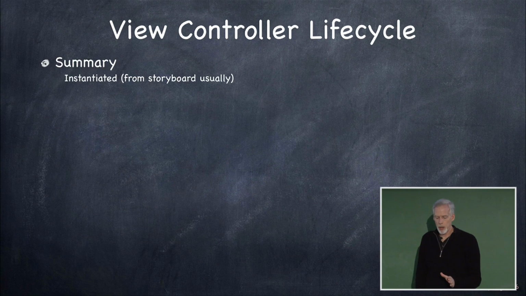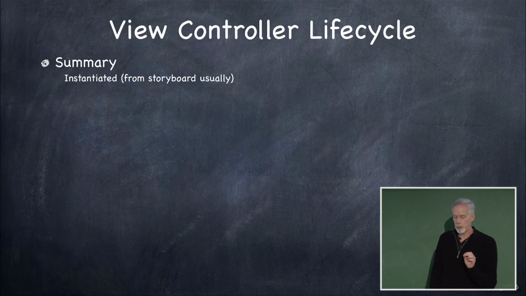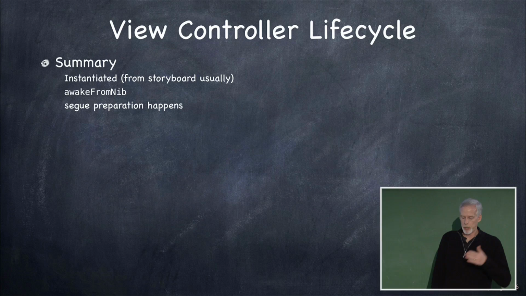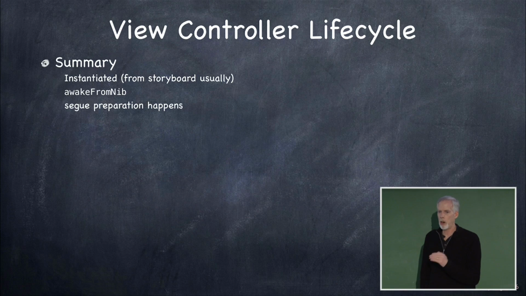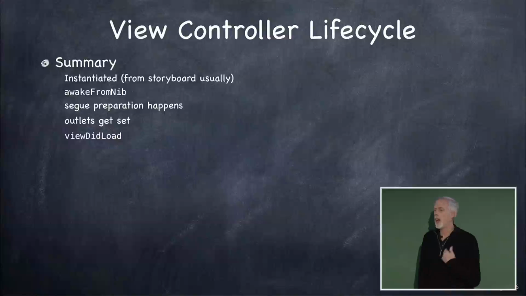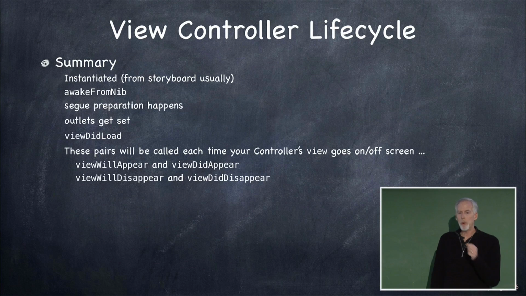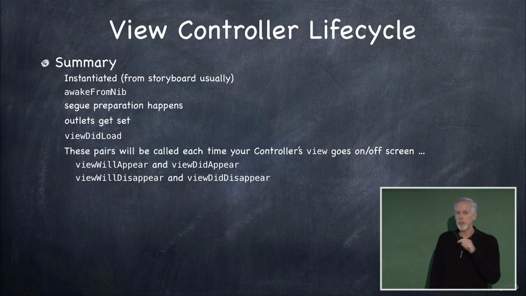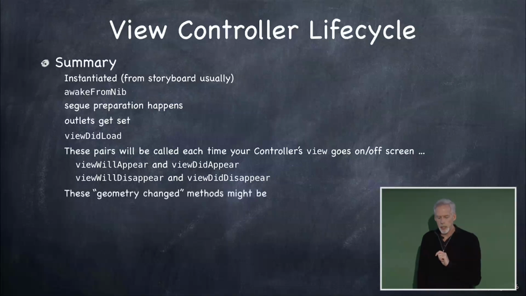Okay, so here's the summary of the life cycle. You're instantiated, usually from your storyboard. Awake from nib is then called. Segue prep happens if you're being segued to, which you almost always are when MVCs are being created. It's because you're being segued to, usually. Then your outlets get set. Okay, just things like display in the calculator get set. Then view did load gets called, and you can do a lot of nice initialization here that's not geometry related. Then view will appear and did appear, and then view will disappear and view did disappear will be sent to you as you appear and disappear on screen.